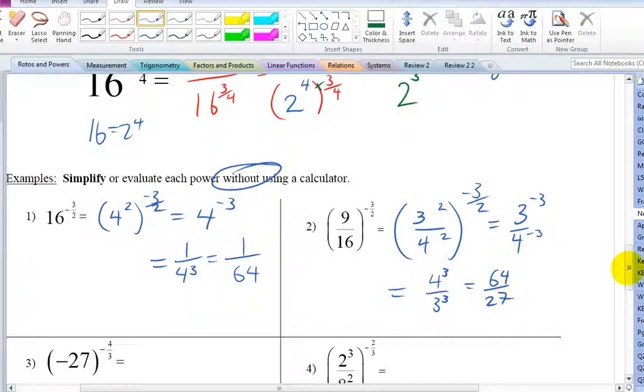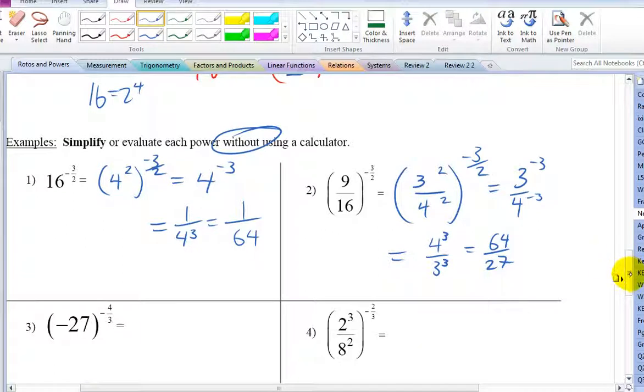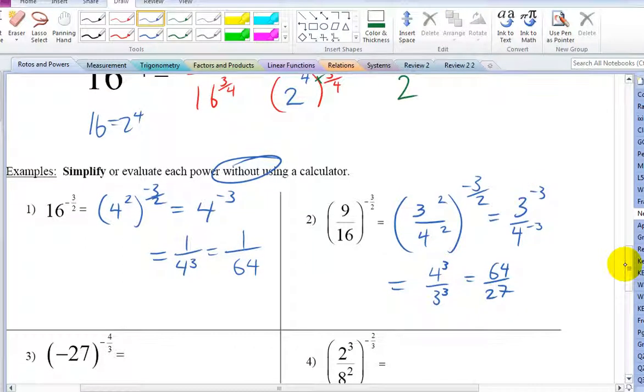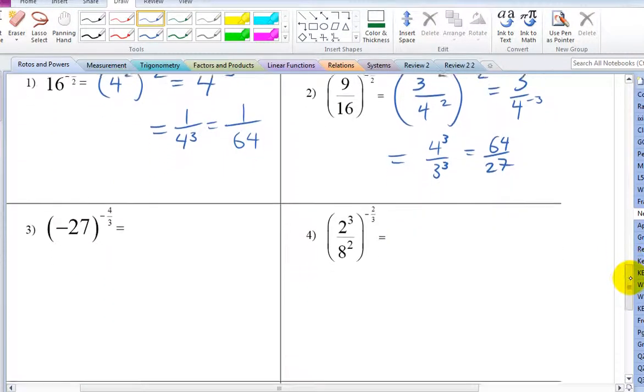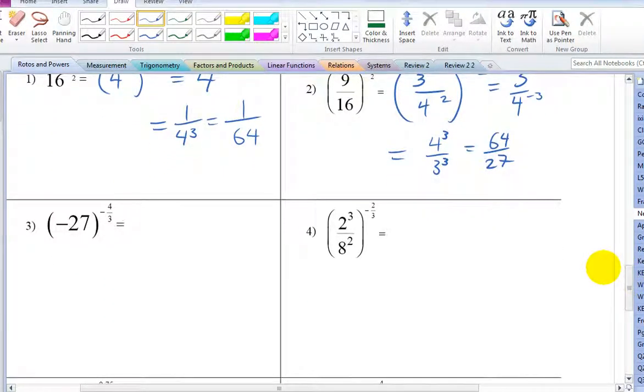Okay, 64 over 27. Now you can do it different ways. Totally can. Looking back at this one, I probably would have flipped my fraction first to 16 over 9 to the positive 3 over 2. Didn't have to, but looking back, yeah, maybe I should have done that one first. It's up to you. Okay, next one. Give it a shot. Go for it.